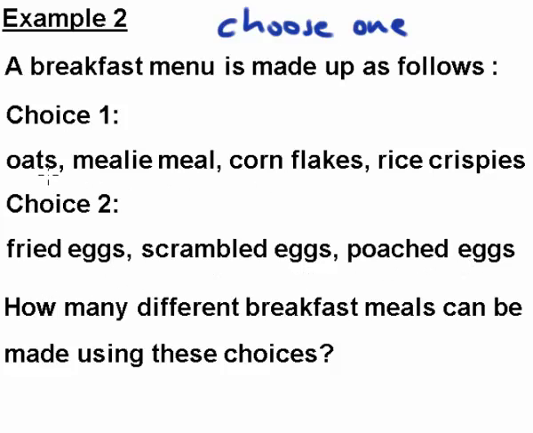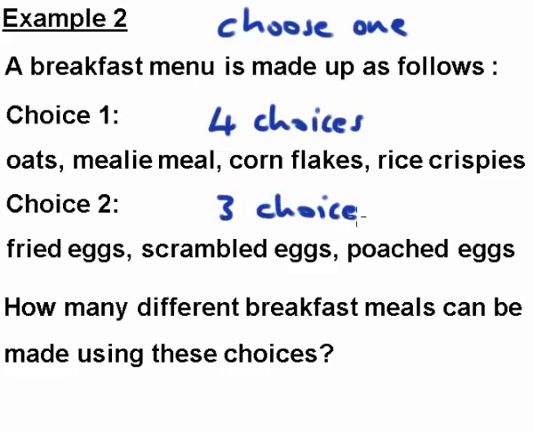So how many possible choices do you have in choice 1? There's 1, 2, 3, there are 4 choices here. And here we have 3 choices: eggs that are fried, scrambled, or poached. Now, how many different breakfast meals can be made using these choices?